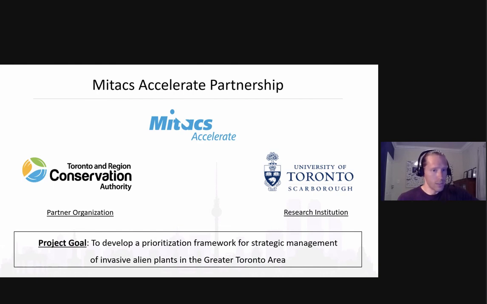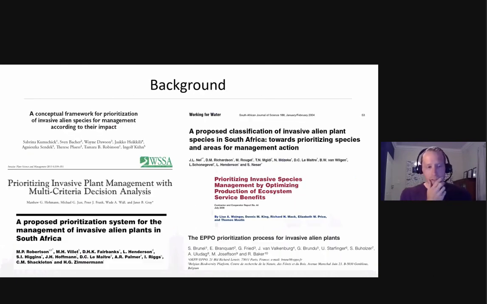So the partner organization, as I said, was the TRCA, and Mark was involved with this project as well. The ultimate goal of this project was to develop a prioritization framework for the strategic management of invasive alien plants in the Greater Toronto area. So I'll just jump straight into it for the sake of time.